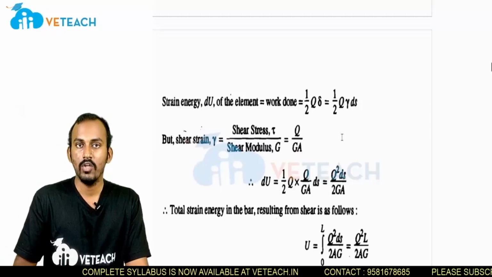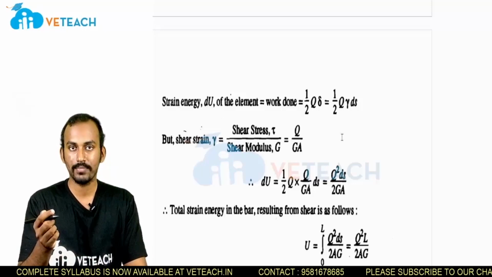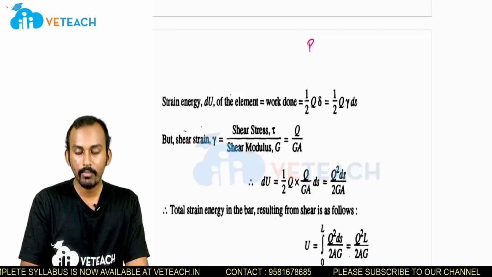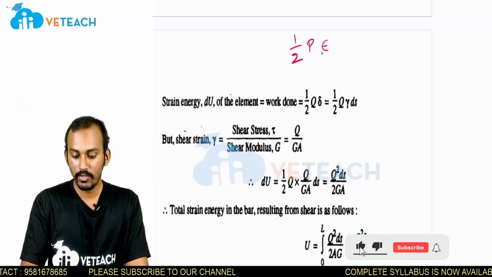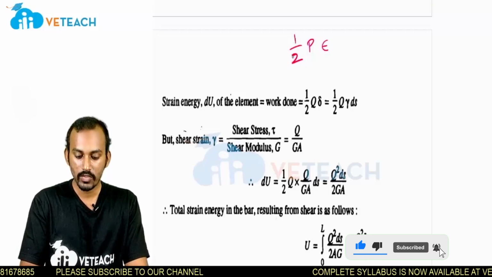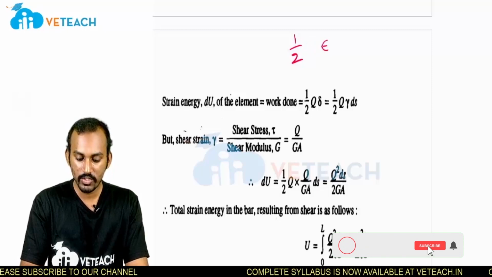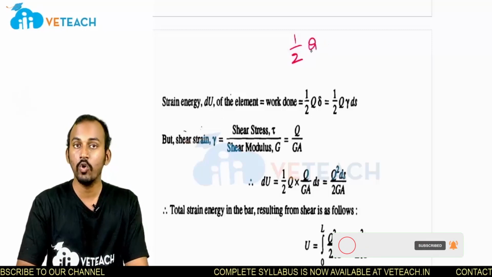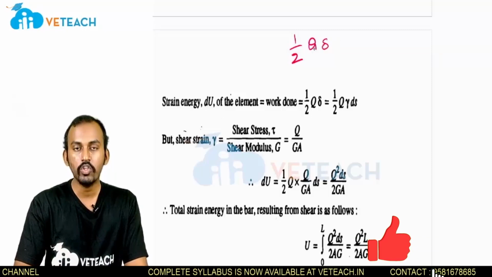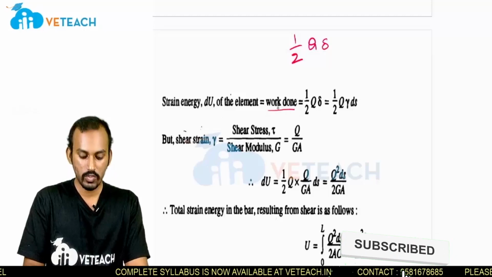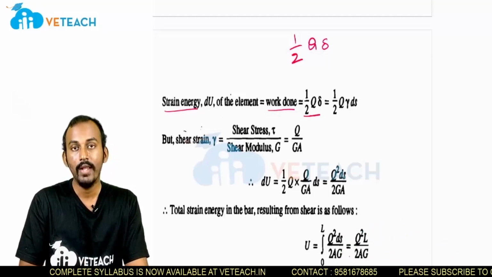What is the work done? Work done is the load we applied and the strain that occurred. If I apply a load P, work done is the triangle below the load and its extension curve, so half into load into strain. This is in the case of an axial load. Now here I have applied a shear force Q, and because of that delta is the deformation. So half into Q into delta is the work done, and strain energy is equal to work done, so it is half into Q into delta.